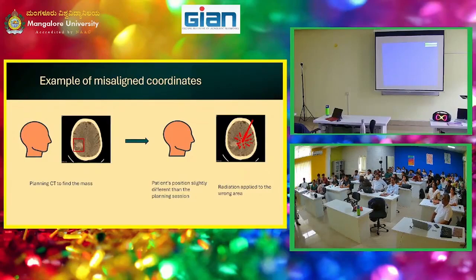So when we go planning CT to find the mass, the patient's position is slightly different than the planning session. Happens all the time, right? And then radiation applied to the wrong area. It doesn't look like that. But that's just to say, oops, you irradiated the wrong place in the brain. So you would say, who cares? Because the cancer is worse, right? You're going to die from the cancer. But I would say, no, it's a problem, right? If you're irradiating the wrong tissue, that might have been okay like 50 years ago, but it's really not okay now, right, to irradiate the wrong tissue, all right?